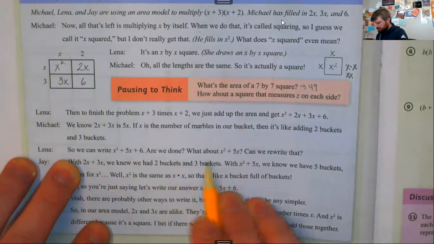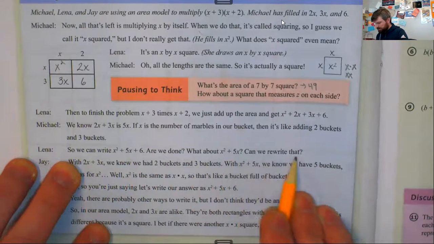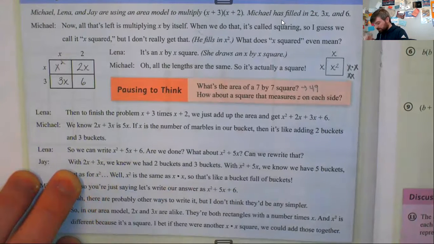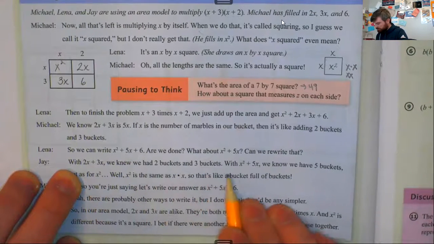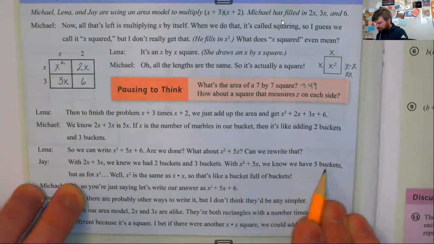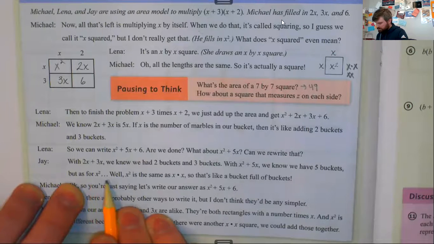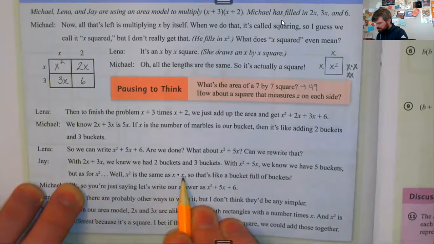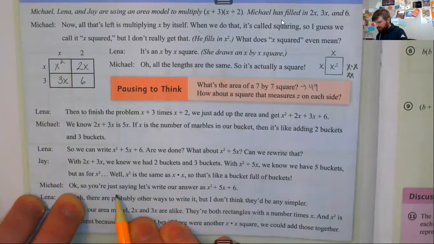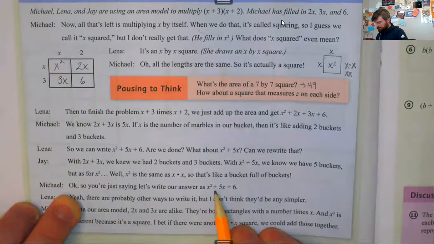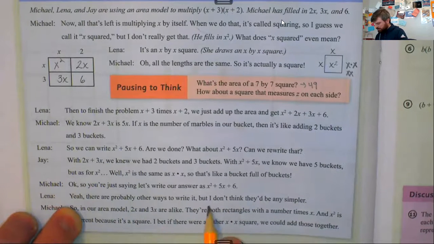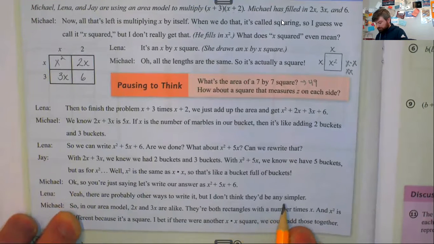Are we done? What about the x squared plus 5x? Can we rewrite that? Jay says, with 2x plus 3x, we knew that it had 2 buckets and 3 buckets. With 5x, we know that we have 5 buckets, but as for x squared, x squared is the same as x times x, so that's like a bucket full of buckets. So we're just saying let's write the answer x squared plus 5x plus 6. There are probably other ways to write it, but I don't think it'll get any simpler.